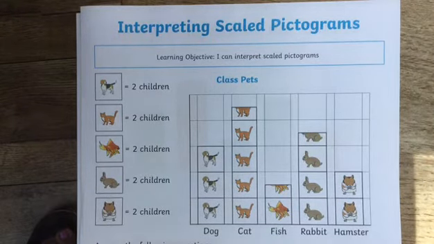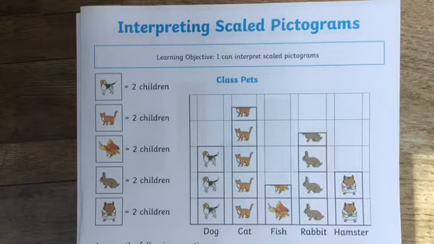So it's really important to look at the information in the key that you're given. Let's ask you some questions. See if you can work them out. Which is the most common pet? I'm using the word common. So this is vocabulary that you would come across. It means which one do most children have? Can you see? Did you get the cat?